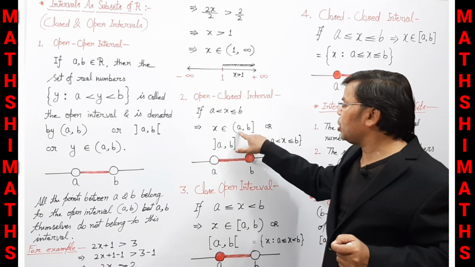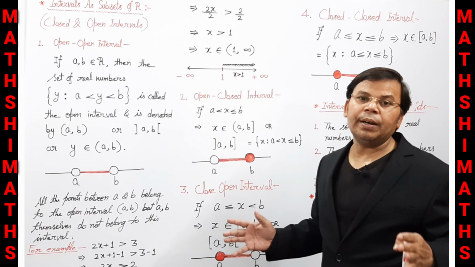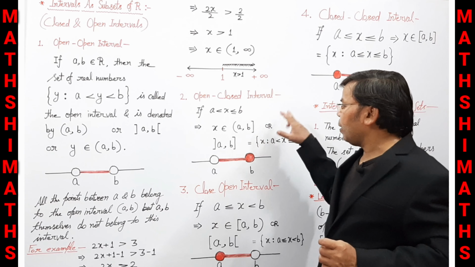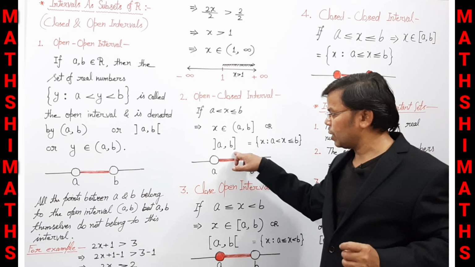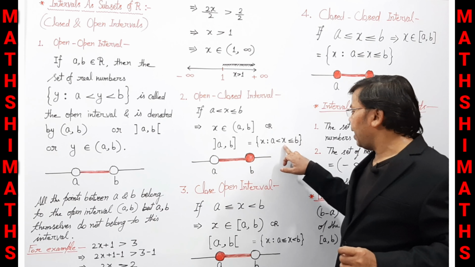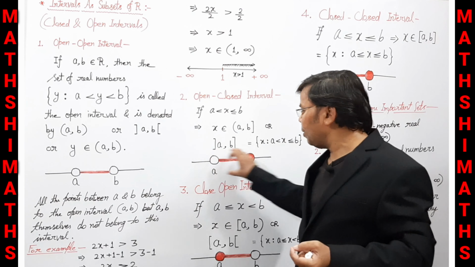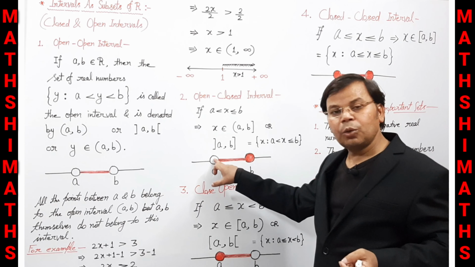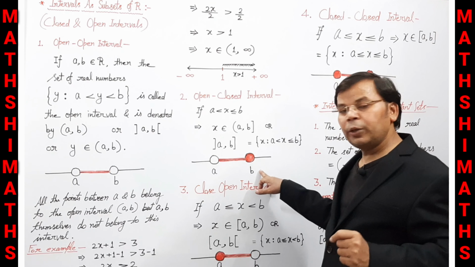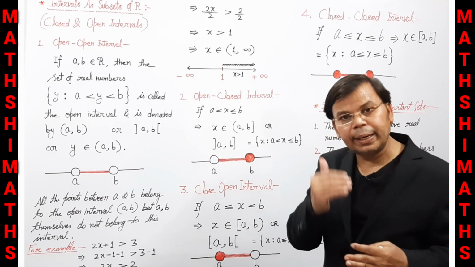In the open-closed interval, a is not included but b is included, and all the values between a and b are also included. This open-closed interval can also be represented by this symbol, and the set is the set of all x such that x is greater than a and x is less than or equal to b. Graphically we can represent it like this. Here a is not included because it indicates an open interval. b is included because b indicates a closed interval, and all the values between a and b are also included.